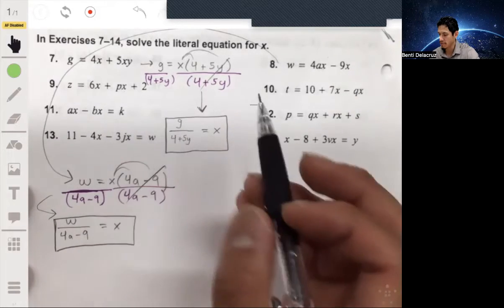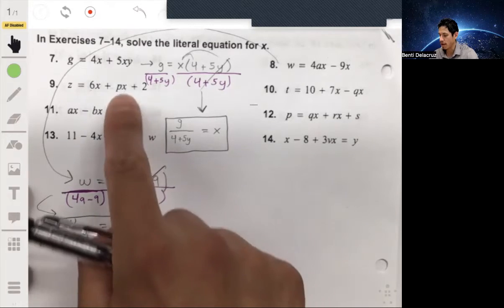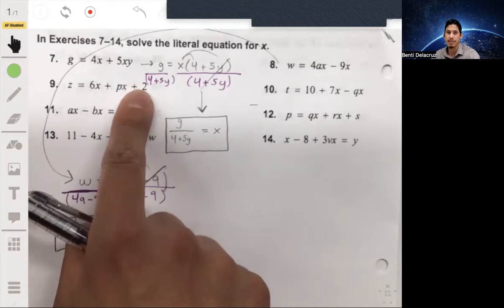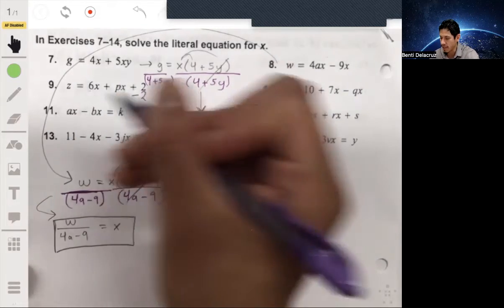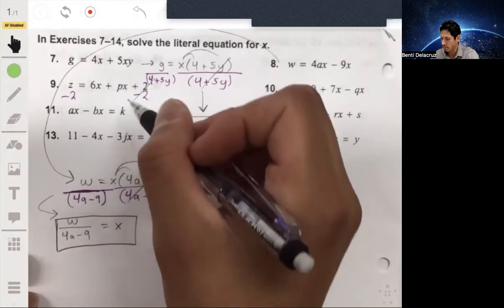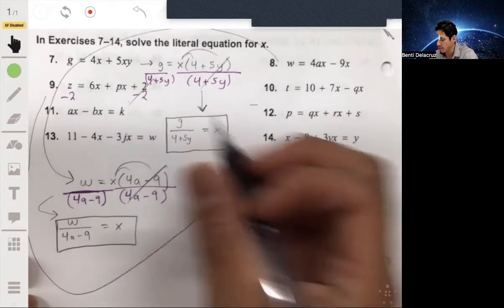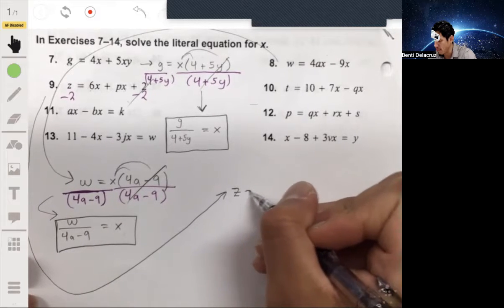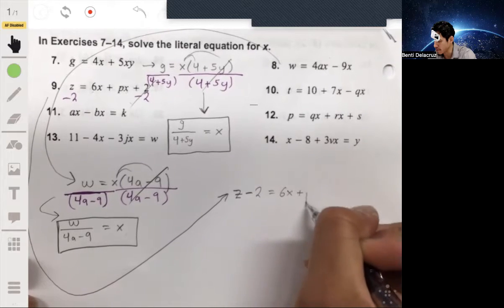All right, let's look at number 9. So again, we're going to solve for x. Now here, before we factor out the x, we're going to subtract this 2 from both sides. So we're going to take away 2 from each side. And I'm gonna go around here. So we'll have z minus 2 equals 6x plus px.